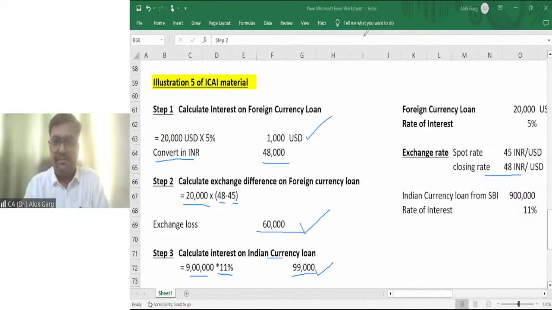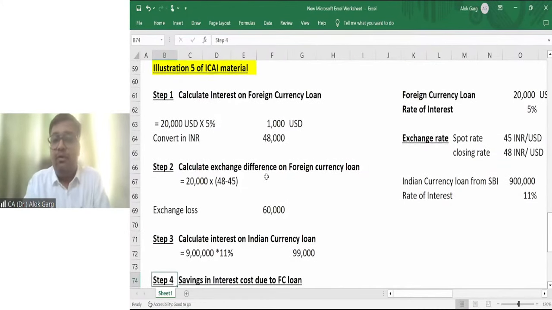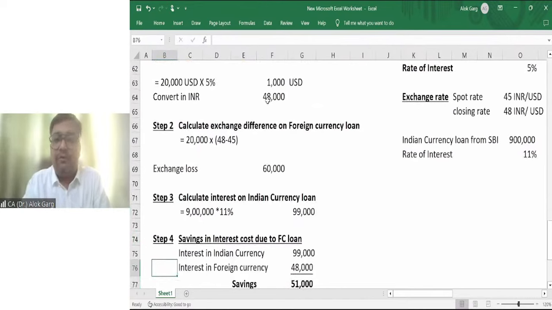Now the question comes, sir, what should we do? Sir, we have taken a loan in foreign currency. Sir, should we calculate only 48,000? The answer is no, because the standard says that the amount which you have saved by taking a foreign currency loan in comparison to an Indian currency loan, to that extent the exchange rate loss has to be considered as an interest cost.